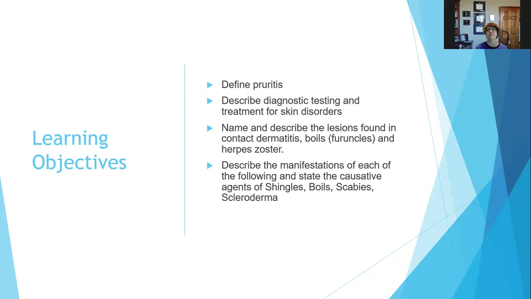We want to describe the manifestations and causative agents of shingles, boils, scabies, and scleroderma. So some of them we're going to talk about in this section, some of them we're going to talk about in the next section.